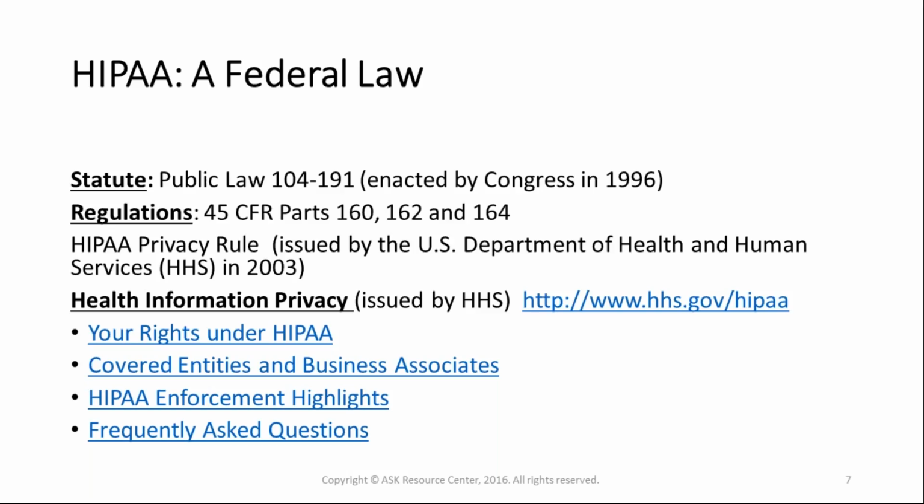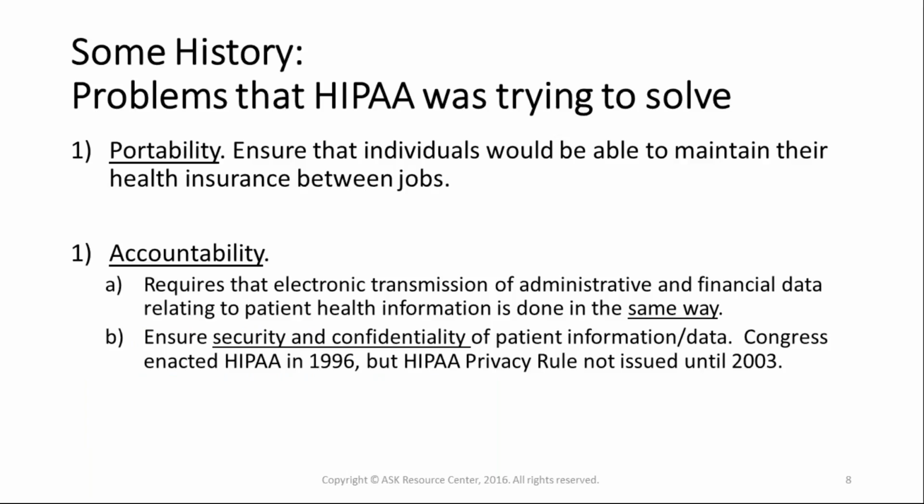Okay, some history about HIPAA, why Congress enacted it in 1996. One is portability. HIPAA was enacted to ensure that individuals would be able to maintain their health insurance if they lost it, basically. And reasons they could lose it are there could be a life event like a divorce where the husband had insurance and the wife didn't, or the employer reduces the work hours of someone and they no longer have benefits. And the problem was pre-existing conditions. They couldn't get new insurance.